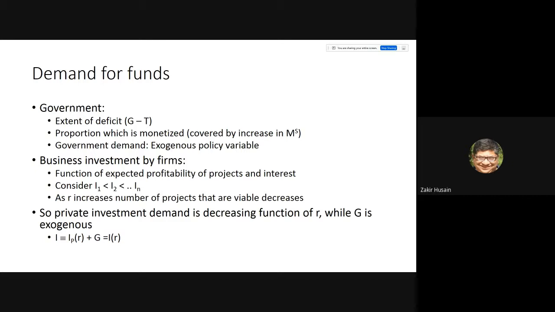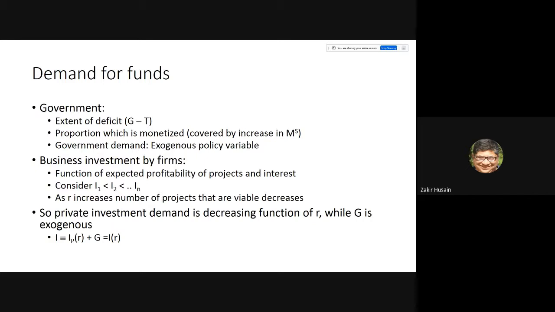Why do people demand funds, or who demands funds? One is the government. As I've said, they want to finance their budgetary deficit. Now, the government demand for funds is an exogenous policy variable, right? At the same time, we have the firms. They are the main persons who demand funds. They want to invest this money.